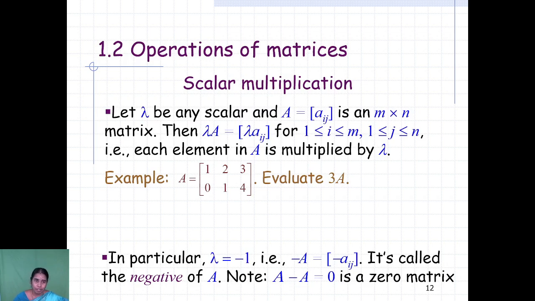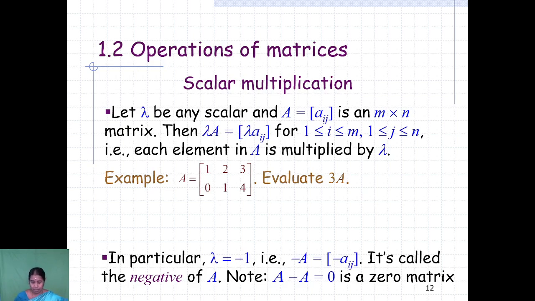Next, multiplication. We go for scalar multiplication. Let lambda be any scalar and A equal to Aij an m by n matrix. Then lambda A is lambda times Aij. It means we multiply lambda to each and every element of the matrix A, where i lies between 1 and m and j lies between 1 and n. That is, each element in A is multiplied by lambda. For example, if our A is 1, 2, 3, 0, 1, 4, then we have to evaluate 3A. It means we multiply 3 with each and every element of matrix A.